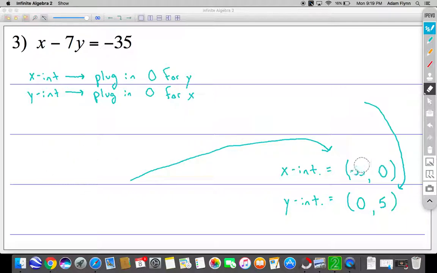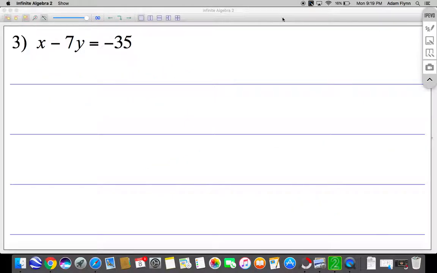As I mentioned earlier, don't be afraid if you are left with a fraction. Don't assume you did anything wrong. That 100% can happen. And actually, a lot of the time, if you think about it, it makes sense that it does happen. Okay, so let's move on to our next problem.